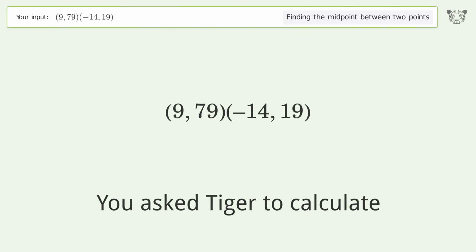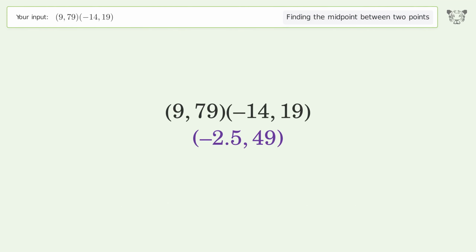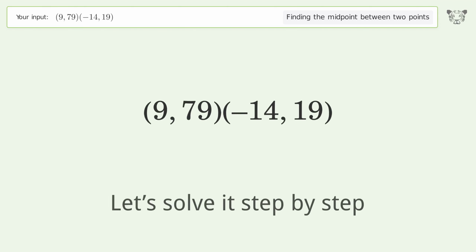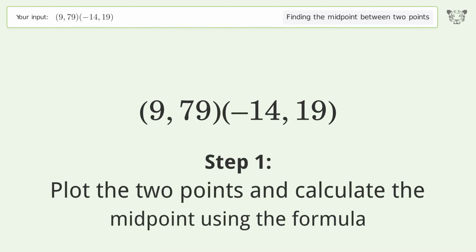You ask Tiger to calculate. This deals with finding the midpoint between 2 points. The midpoint between the 2 points is -2.549. Let's solve it step by step. Plot the 2 points and calculate the midpoint using the formula.